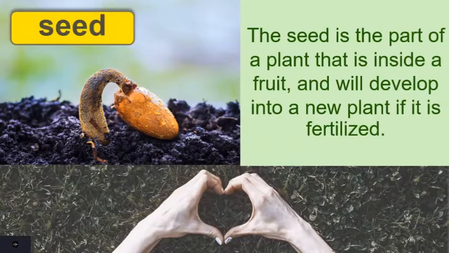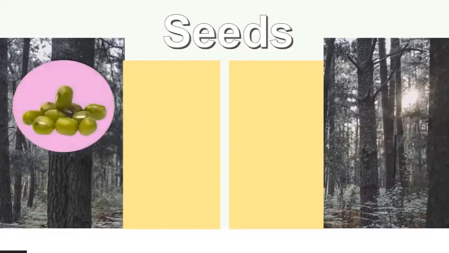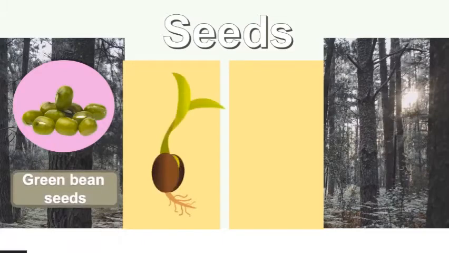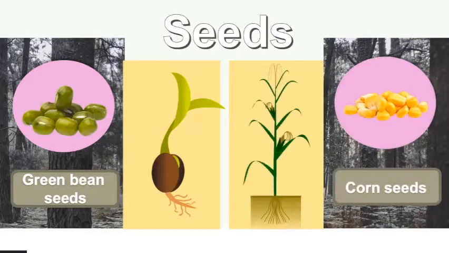Seed. The seed is a part of a plant that is inside a fruit and will develop into a new plant if it is fertilized. These are the examples of seeds. We have here green bean seeds. From a seed into a green bean plant. We also have corn seeds. From a corn seed to a corn plant.